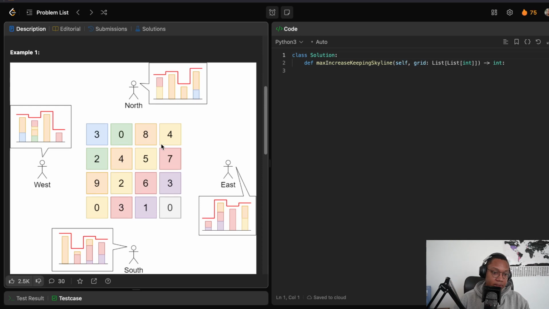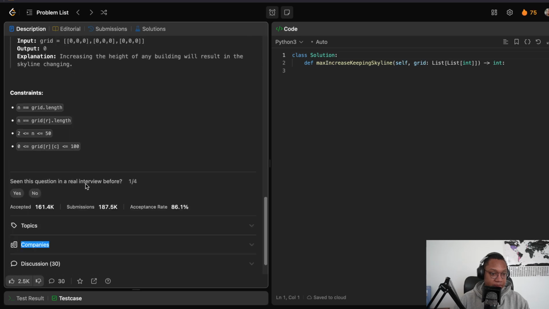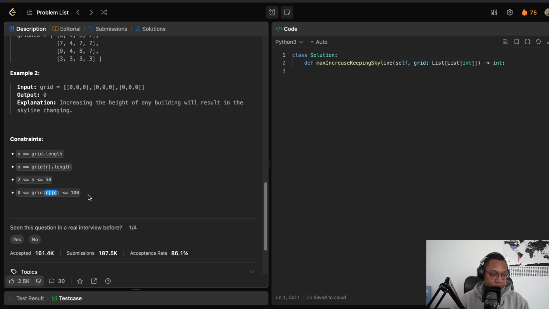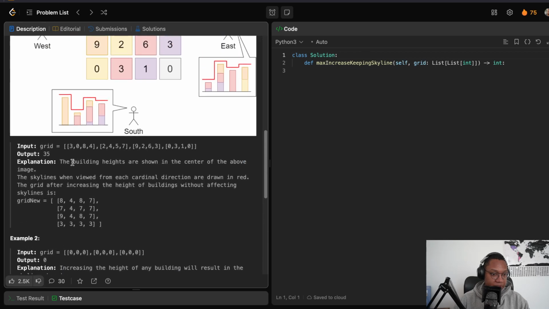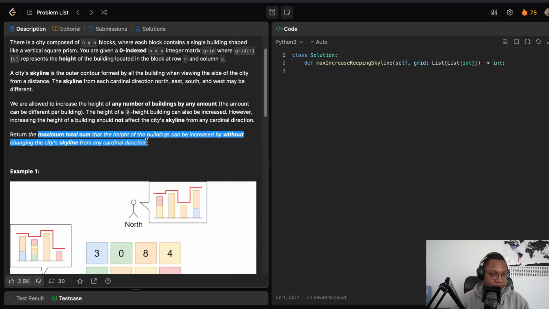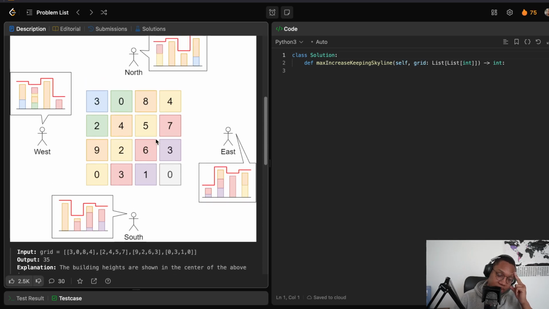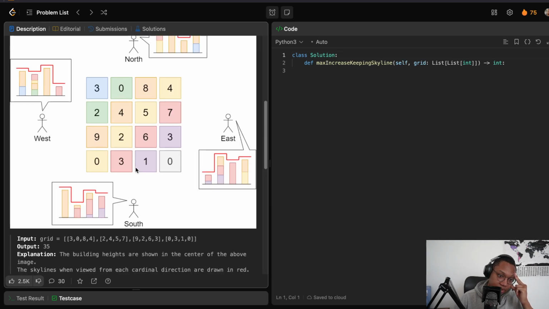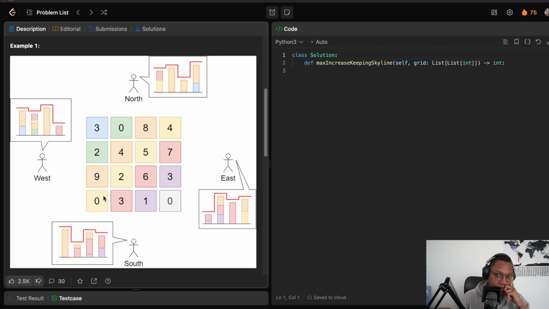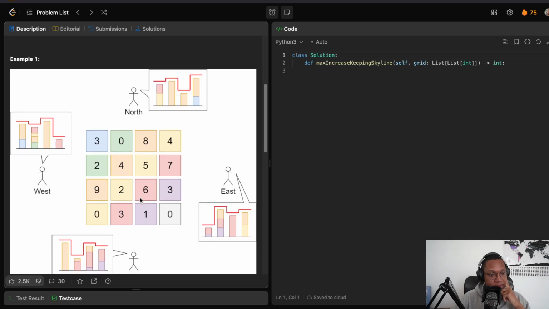Okay, so this is just escalating things. So 0, 9. Constraints are super low for this. And then how do we change it? I guess we modify the height and then what? The maximum total sum without changing the skyline from anywhere. The obvious thing is that you just try implementing every single combination, but I don't know if that's going to be too slow.